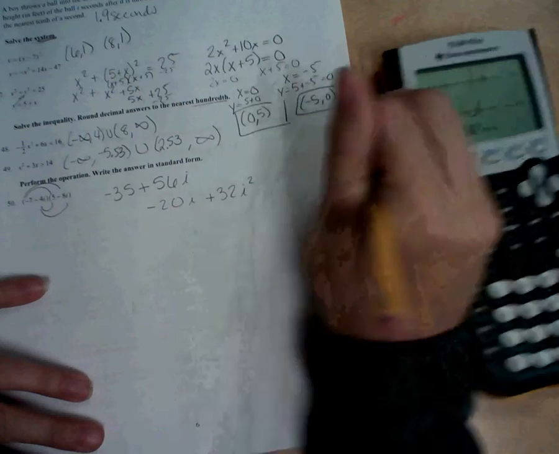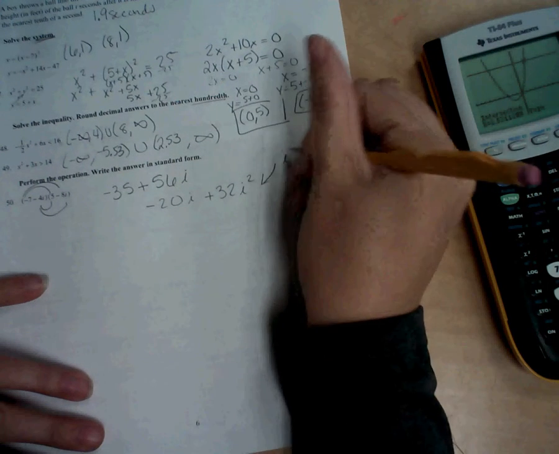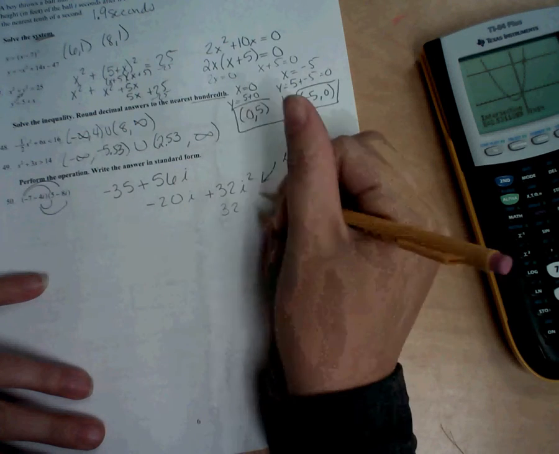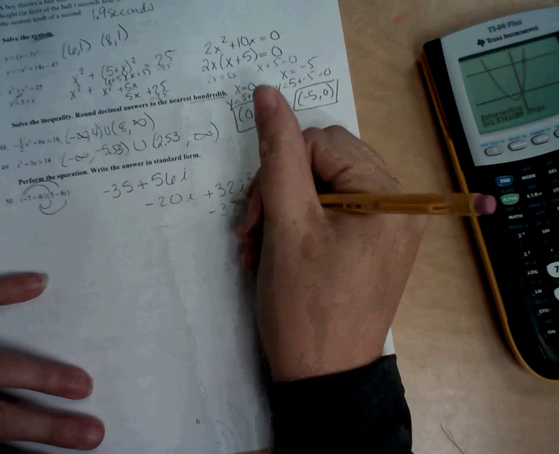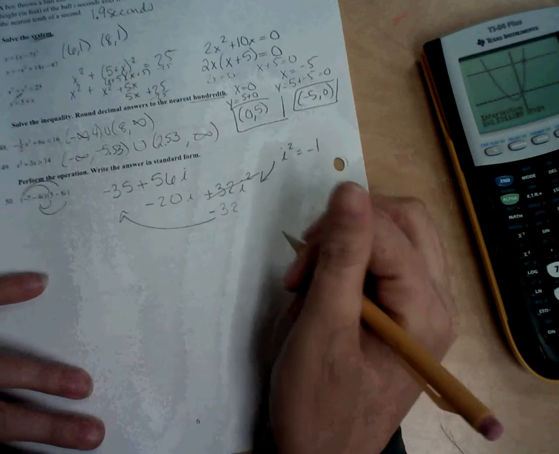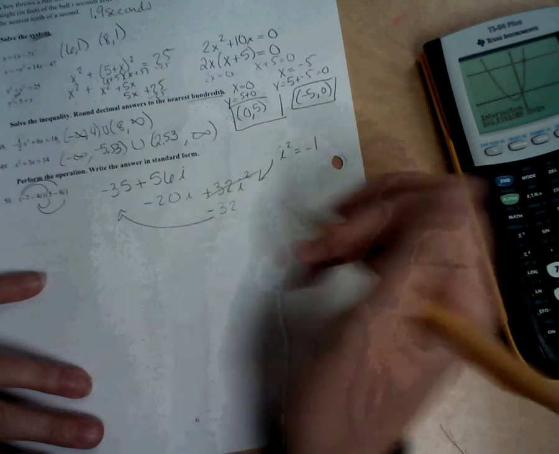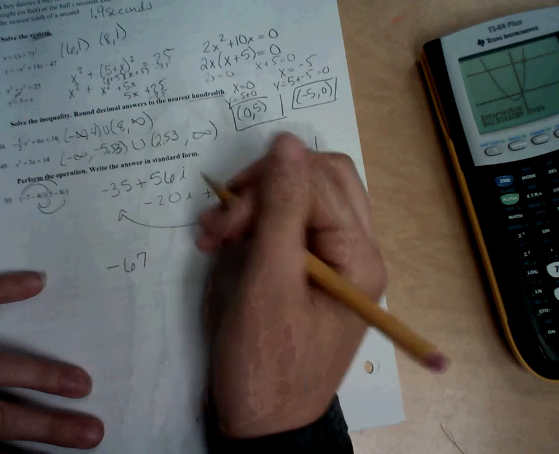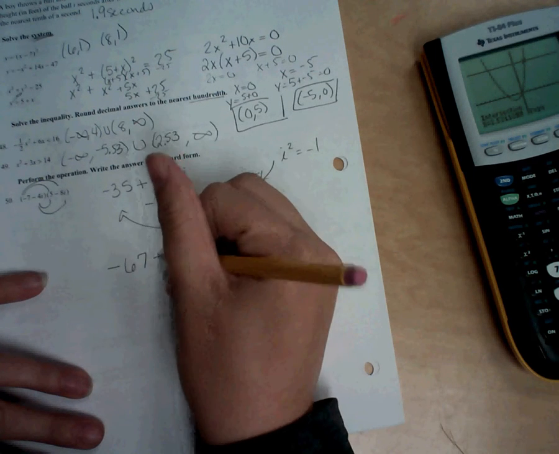Now what's important right here is that i squared equals negative 1. So this is really 32 times negative 1, or negative 32. So instead of having 32i squared, I'm writing negative 32 right over here. So negative 35 minus 32 is negative 67. 56i minus 20i is a positive 36i.